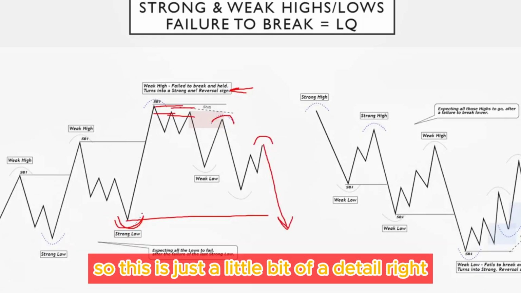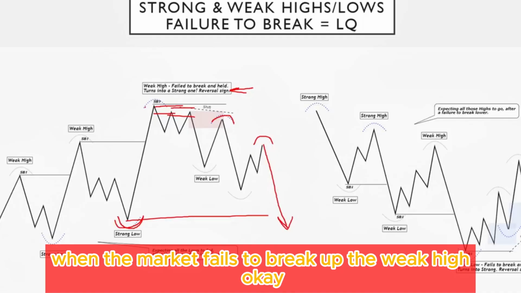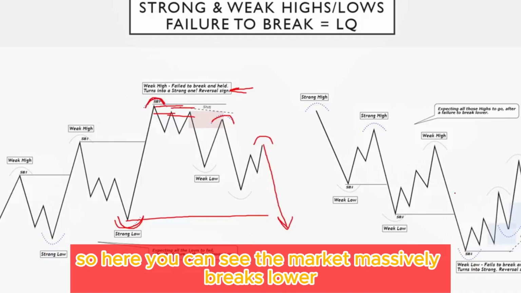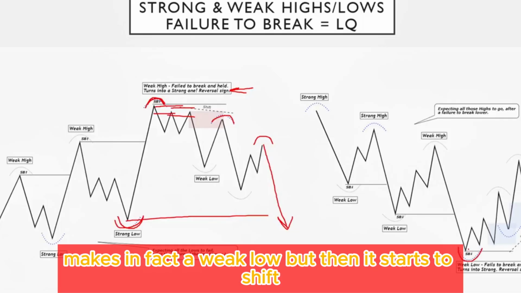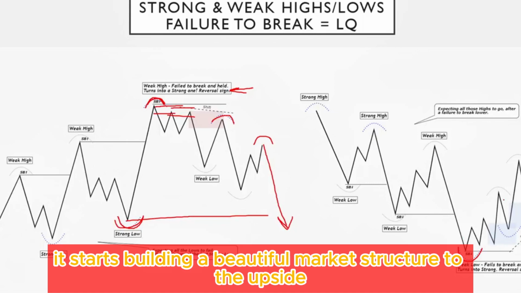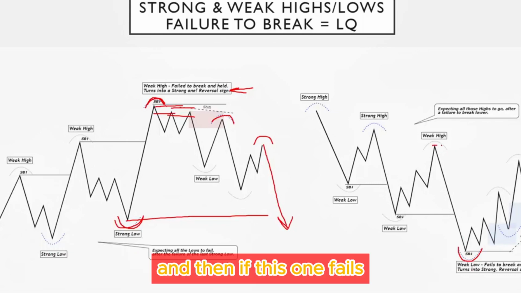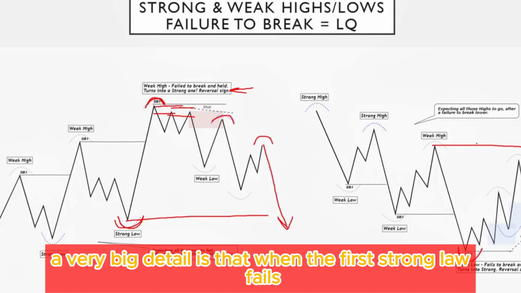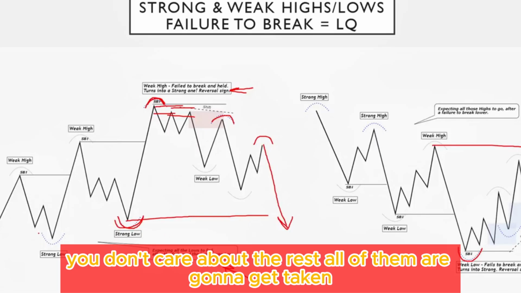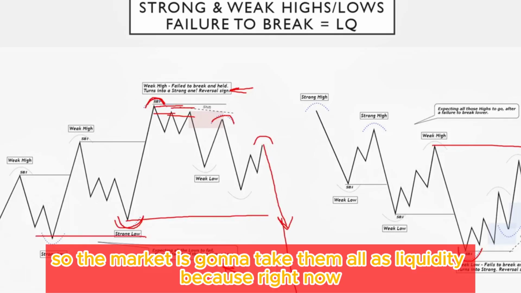Okay, so this is just a little bit of a detail, right? When the market fails to break the weak high. Okay, so here you can see the market massively breaks lower, makes, in fact, a weak low, but then it starts to shift. It starts building up beautiful market structure to the upside on the 4-hour time frame. And then, if this one fails, a very big detail is that when the first strong low fails, you don't care about the rest. All of them are going to get taken. So the market is going to take them all as liquidity.